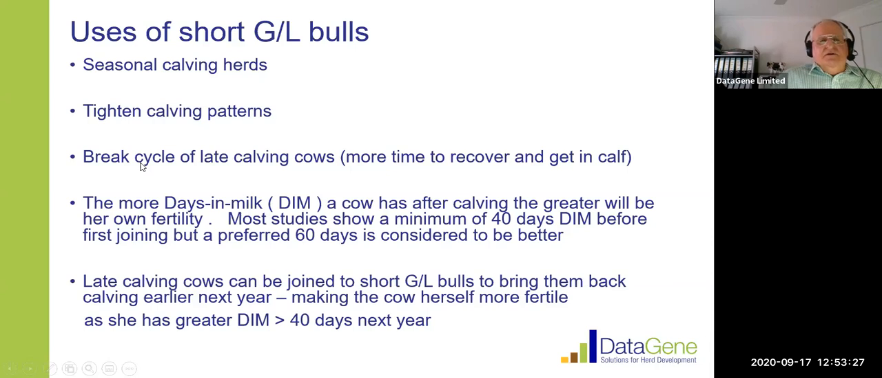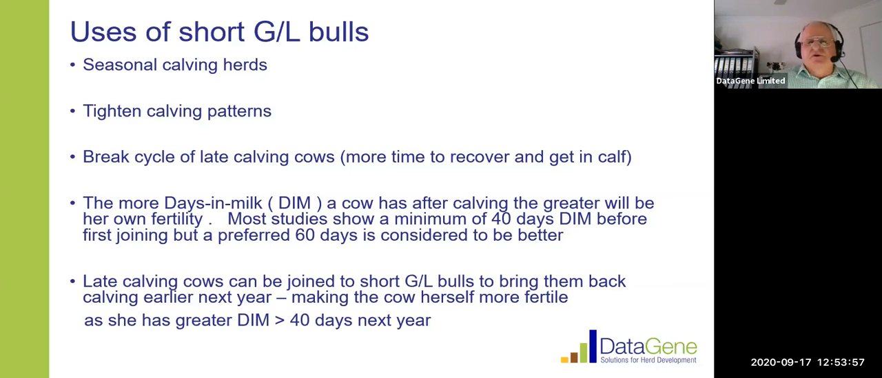The fact that I found hugely interesting is that if you get a late calving cow and you join her to a short gestation bull, so that's a bull whose calf will come out a little earlier next year, it actually assists that cow in becoming more fertile. So the impact of short gestation is that the cow will calve earlier next year, and it's all tied up with the number of days she has in milk before she's joined.